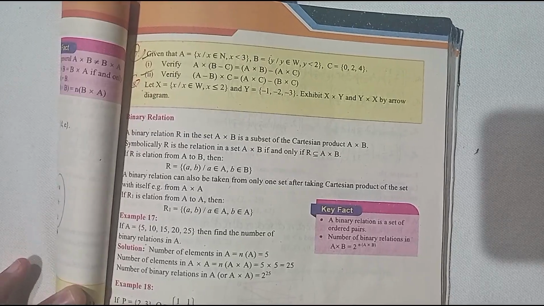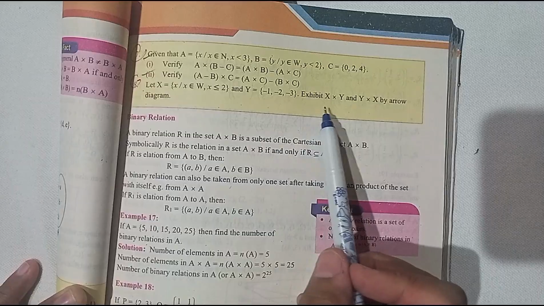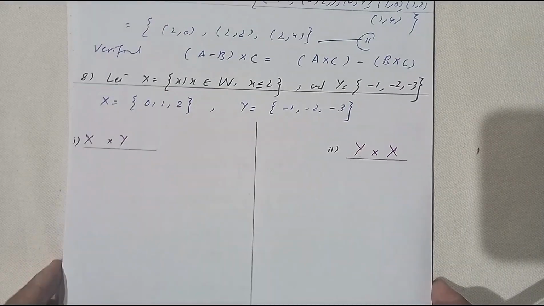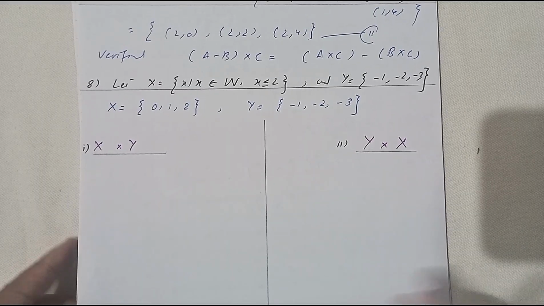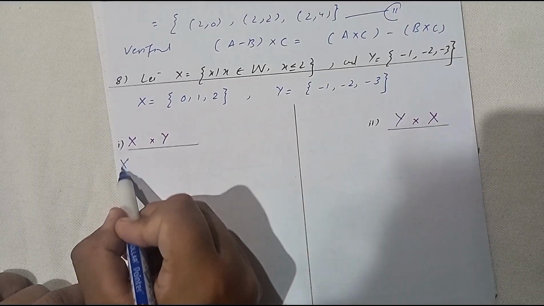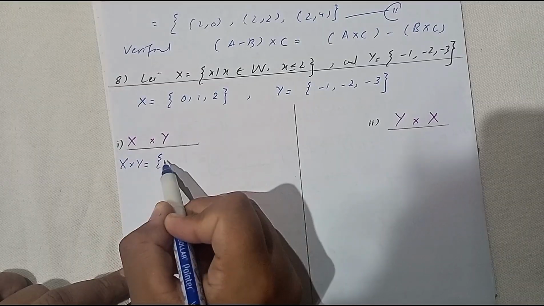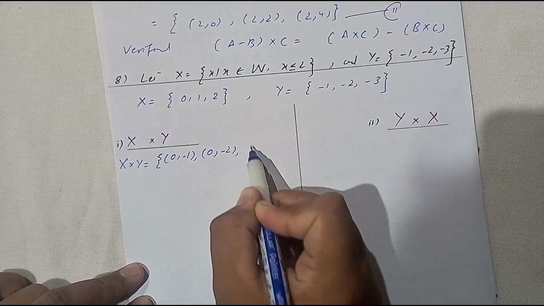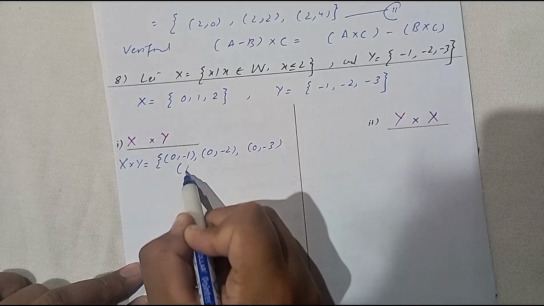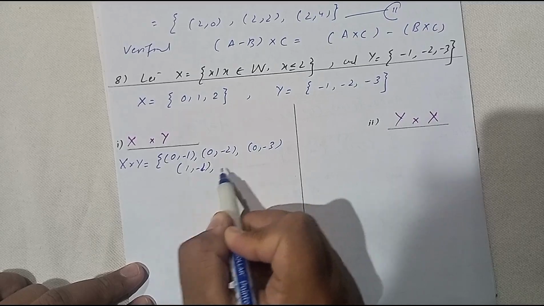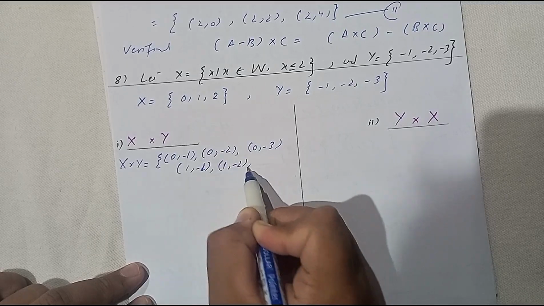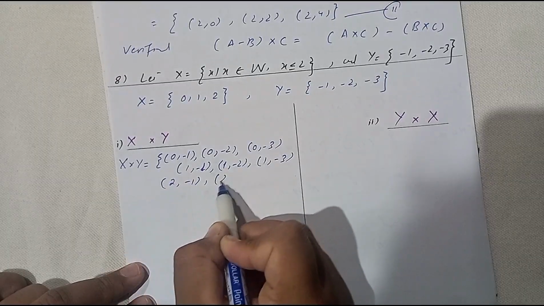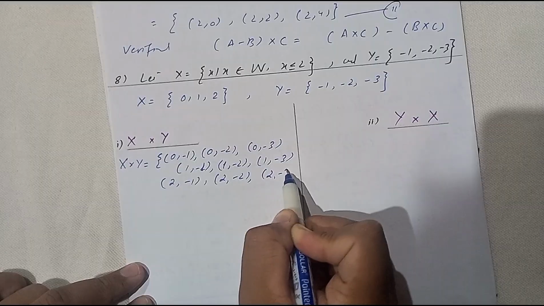Last question, number 8. There are two sets given in set builder form, and we have to represent their cross product by arrow diagram. So in the last part we have to show it by arrow diagram. First we write the cross product of X cross Y, that equals (0,1), (0,2), (0,3), (1,1), (1,2), (1,3), (2,1), (2,2), and (2,3).